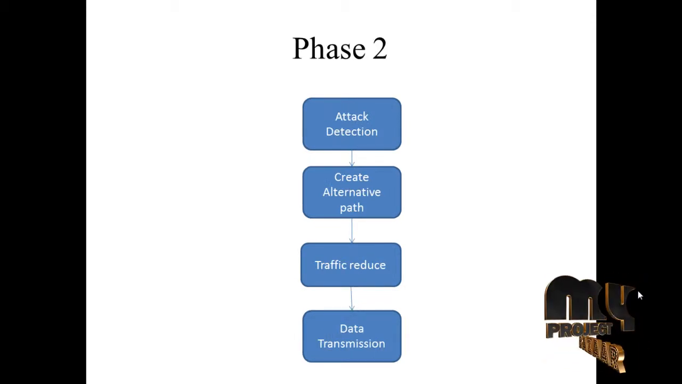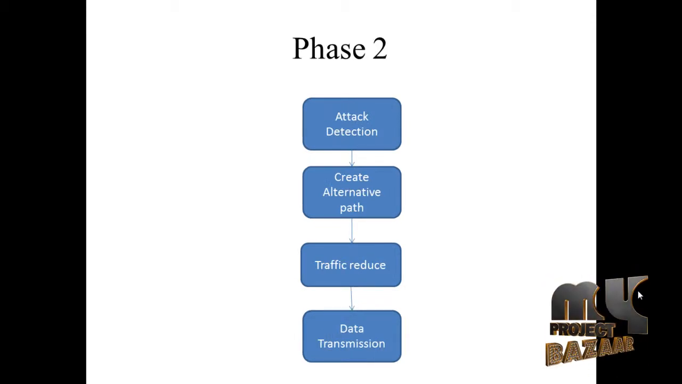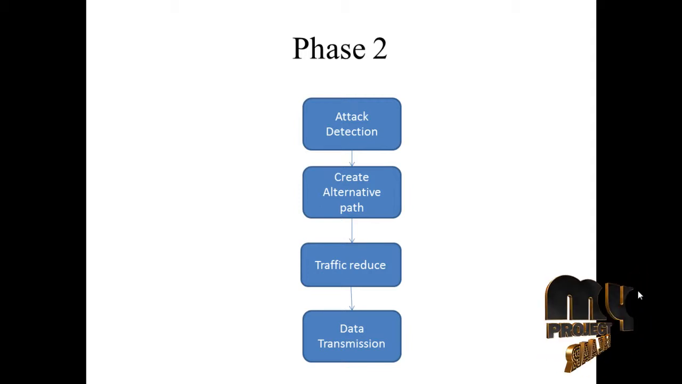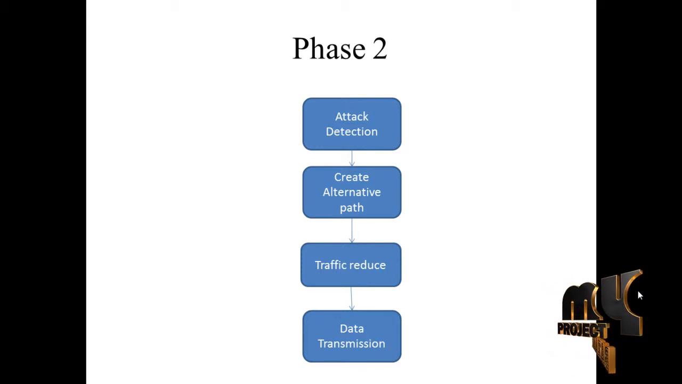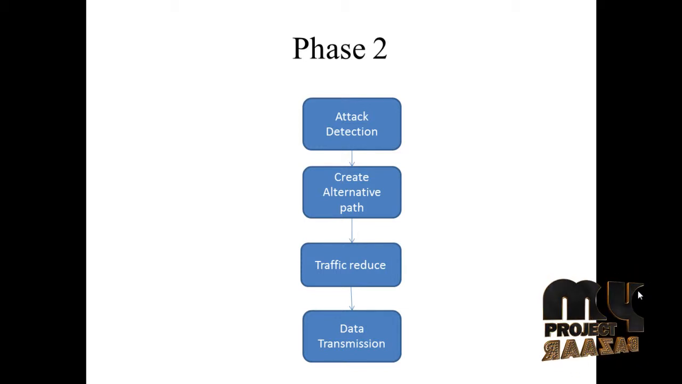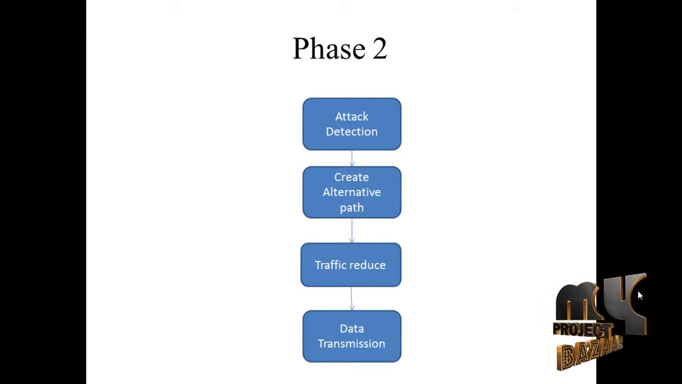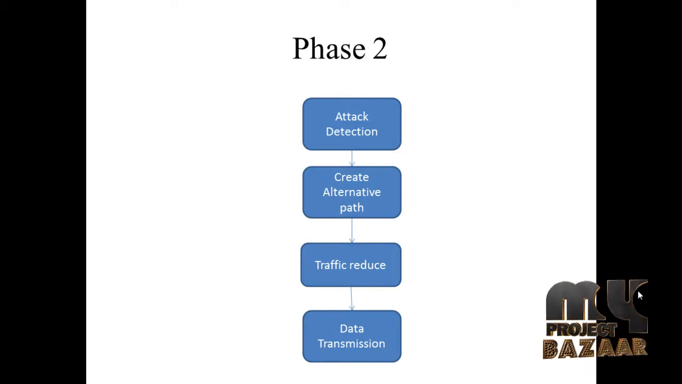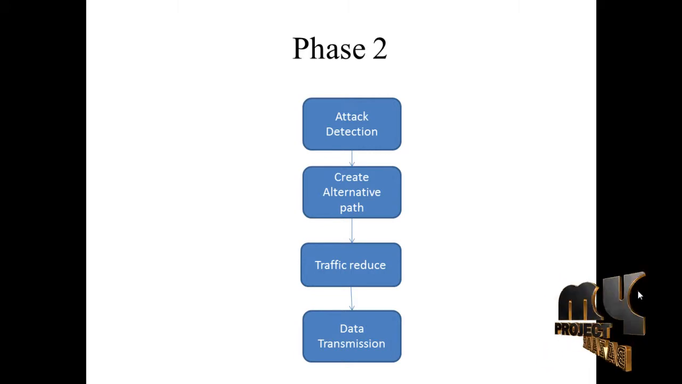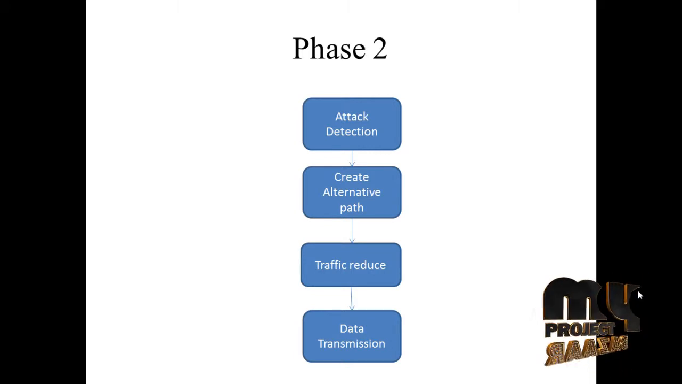And then attack detection. The user detects the attackers and creates an alternative path. Then the data is transferred from one place to another, that means source to destination. If there is an attacker's node, that means a malicious node, the data is transferred through the alternative path. Then traffic is reduced, and finally the data is transmitted, that means data transmission.